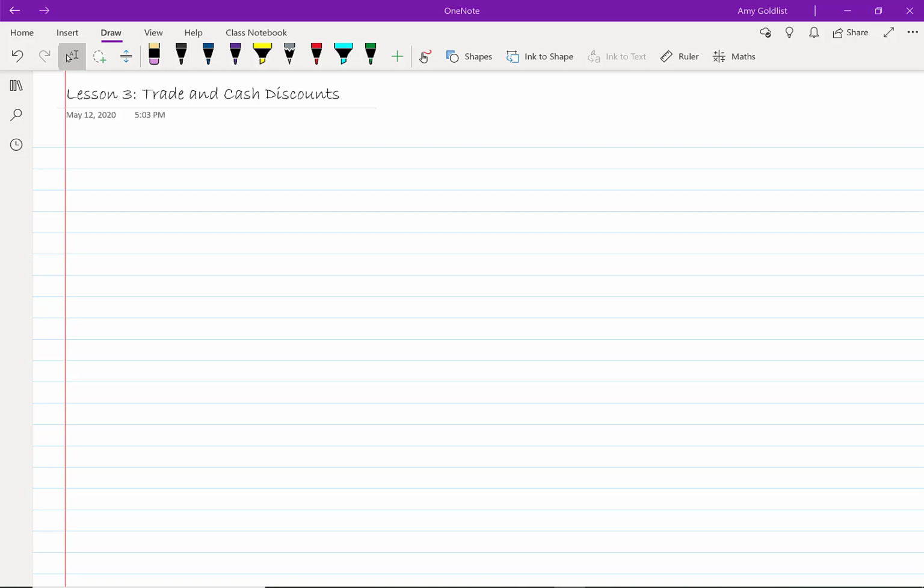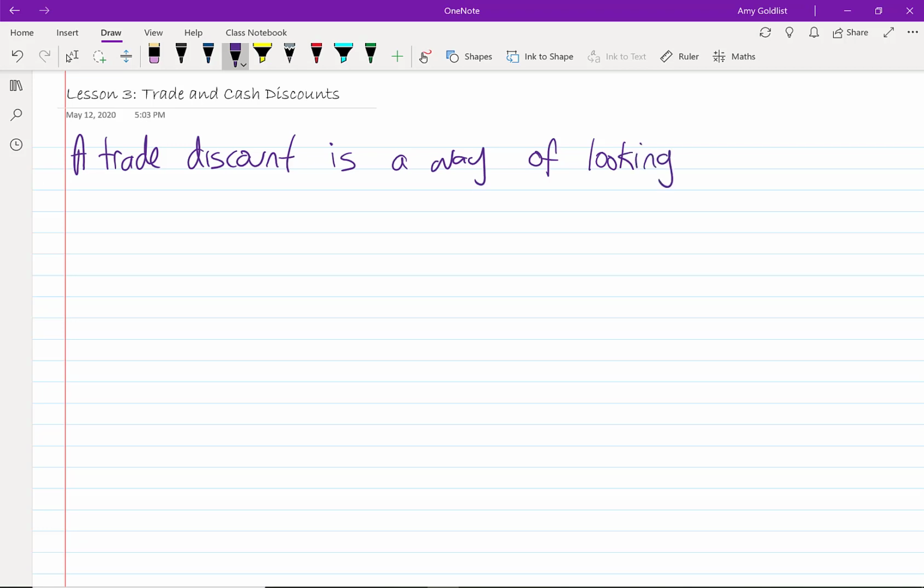Hi, today we're going to talk about trade and cash discounts. A trade discount is a different way of looking at markups. Instead of looking at it as marking up, we're going to look at it backwards.